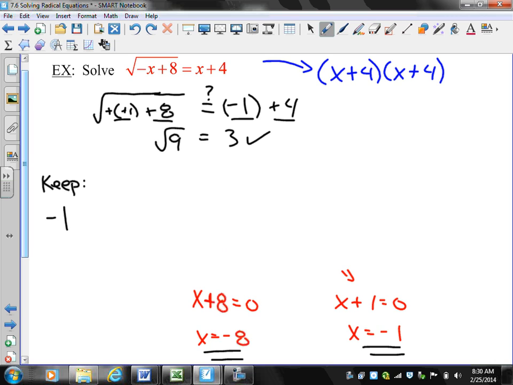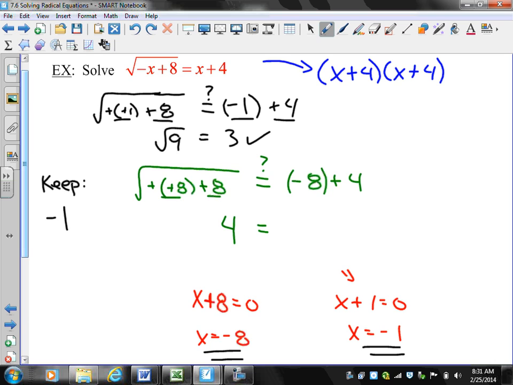And I have the negative of negative 8 plus 8. Does that equal negative 8 plus 4? Well, let's see, again, I can cancel these negatives here. I have 8 plus 8 is 16. The square root of 16 is 4 on the left side. And the right side, well, we get something a little bit different here. I get negative 4 from this. Well, negative 4 doesn't equal positive 4. So negative 8 is not an answer.